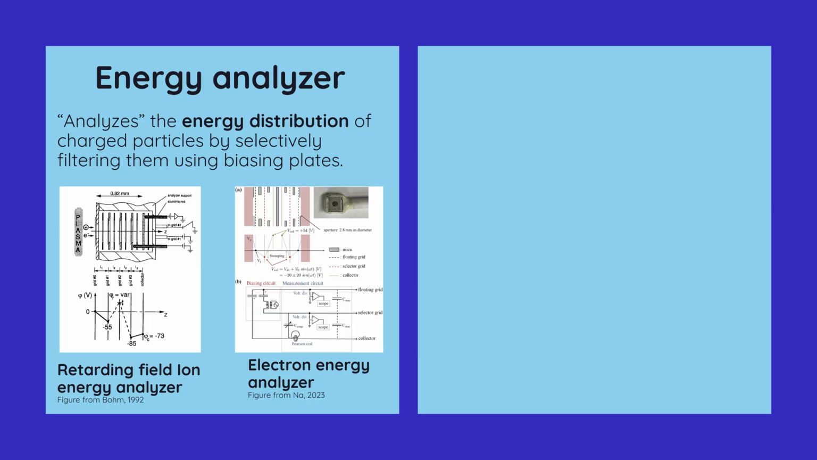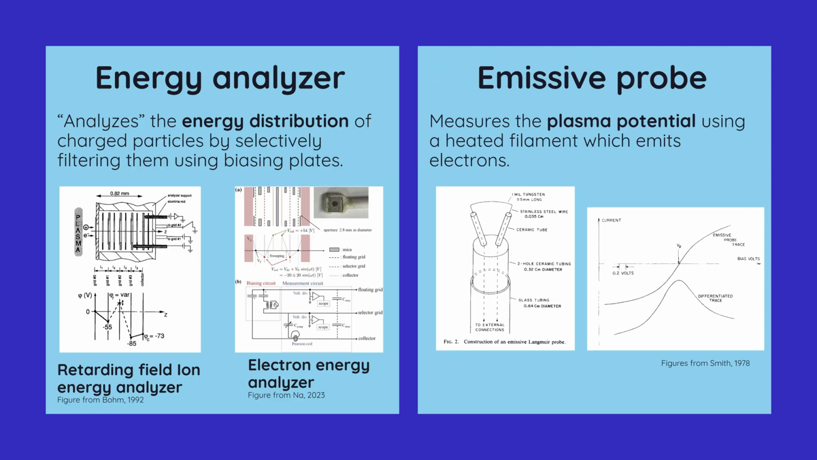An emissive probe is a Langmuir probe using a heated filament as its probe tip, which is heated to emit electrons into the plasma. At the point where the emitted and collected electron currents balance, the probe potential equals the plasma potential. This is a powerful diagnostic in situations where accurate plasma potential measurements, especially of potential fluctuation, are needed, for example in sheath studies or electric field mapping.